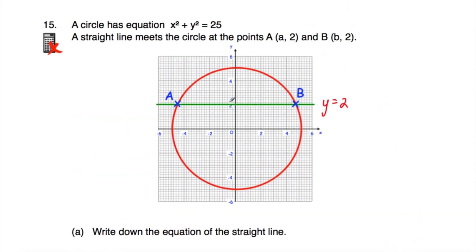So we want to find the coordinates of this point and the coordinates of this point, and we want to give our answer in surd form because it's a non-calculator question. So we've got this circle and this straight line, and if we want to find the coordinates of the points of intersection, we just need to solve the simultaneous equations.